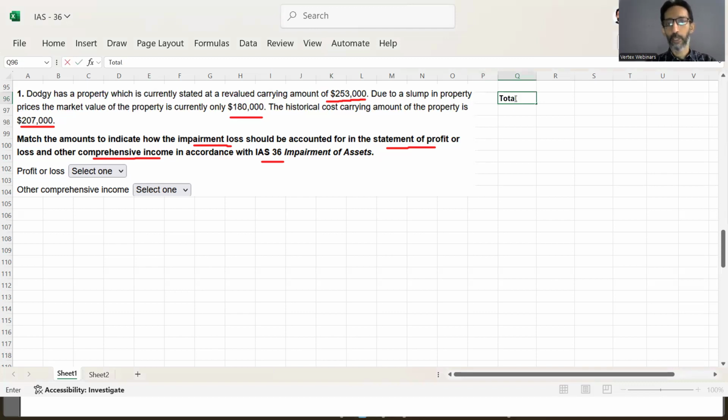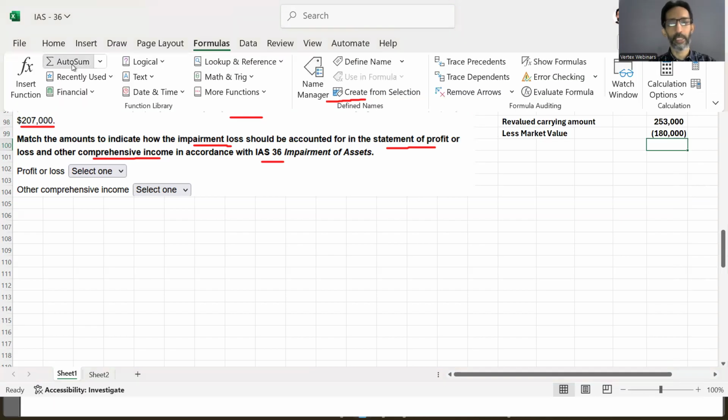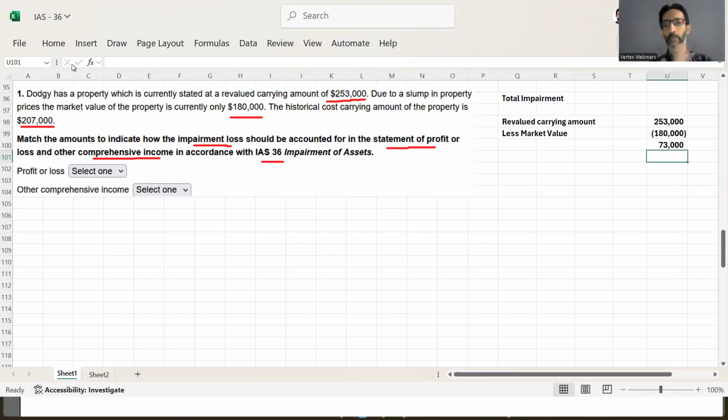So first of all, we're going to have the total impairment. The total impairment would be the revalued carrying amount, which is 253,000, less the market value. The market value is only 180,000. So we take that away and we get to the impairment, like how much of the impairment has taken place. That is 73,000. So the total impairment is 73,000. Now, how much of this will go to the other comprehensive income? The amount charged to OCI would be the portion that is related to revaluation.